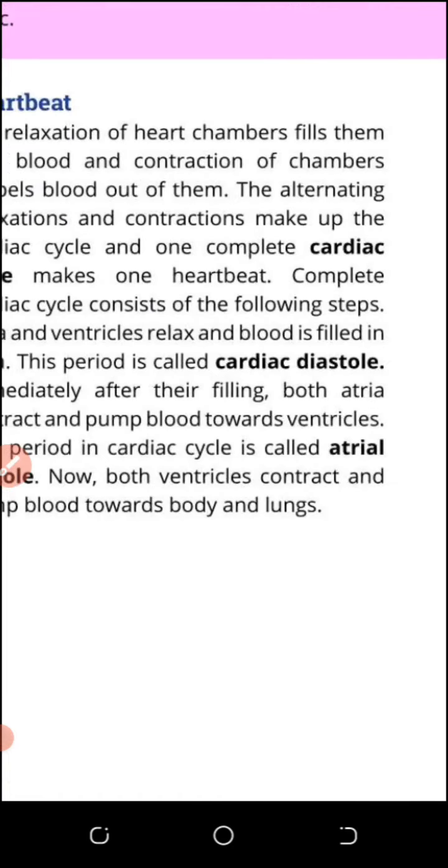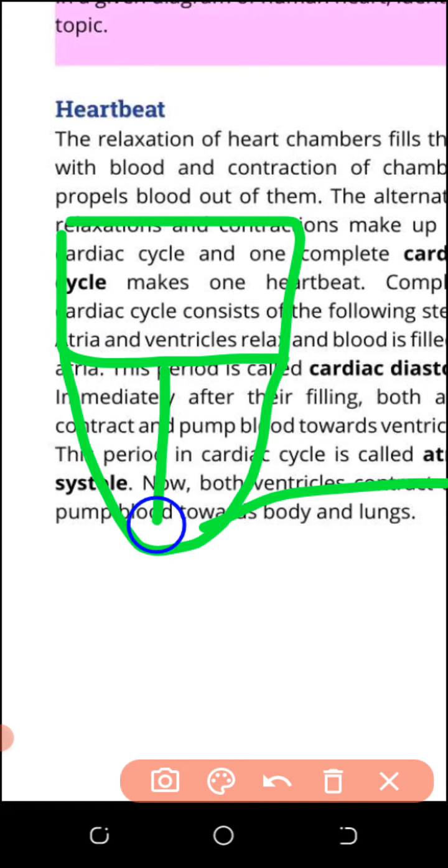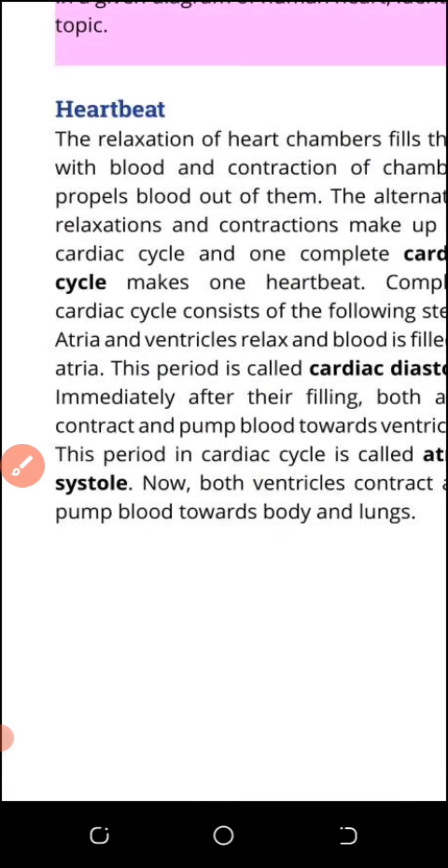This is very important: the systole and diastole. These are the atria, these are the ventricles. When the atria contract, this is called atrial systole. When the ventricles contract, this is called ventricular systole. When the atria relax, this is called atrial diastole. When the ventricles relax, this is called ventricular diastole.